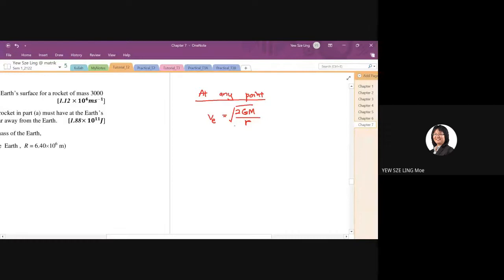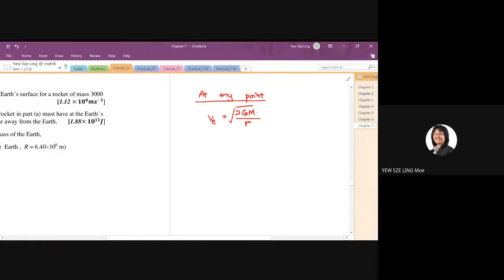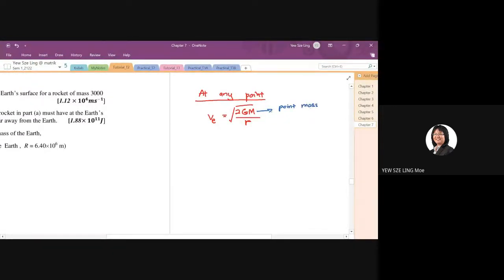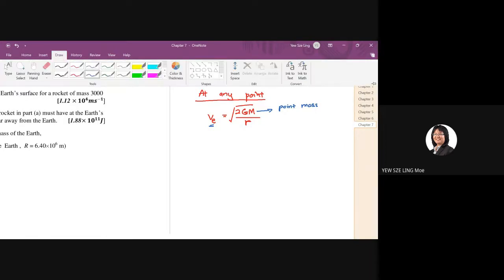If you look at this equation, the M used is a capital letter M, which means it's looking at the information about the point mass. Point mass means the mass that is not moving in our system. So it doesn't matter which object you're looking at. It could be a human, it could be a satellite. As long as you want to escape from the gravitational pull, this is the velocity you are going to use. Regardless of what type of object, they will all have the same escape velocity.